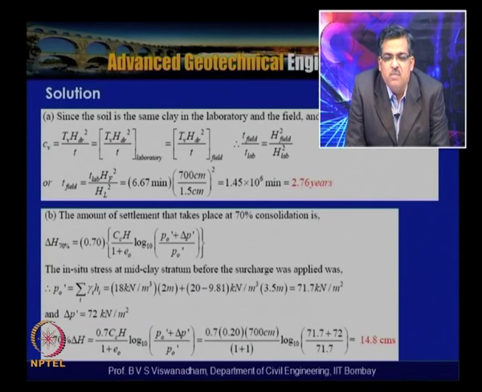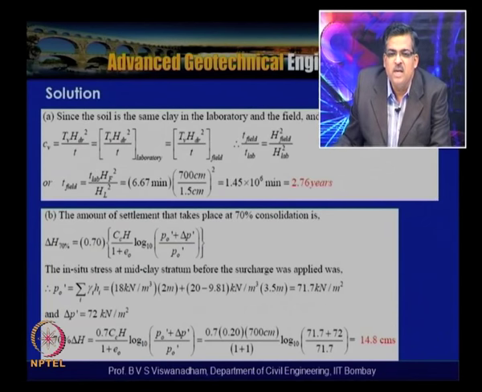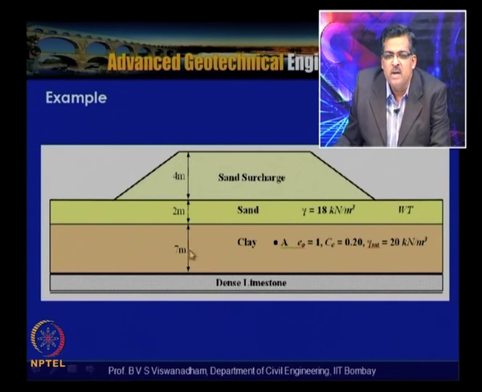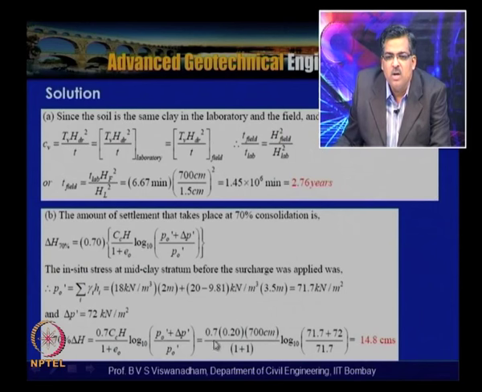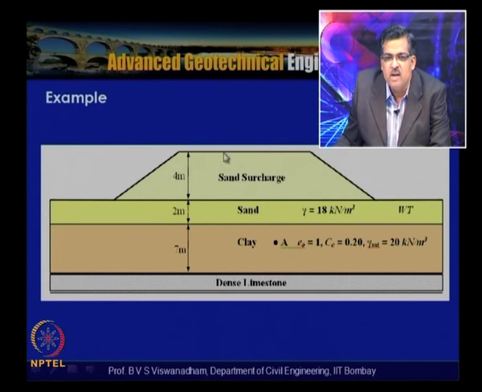So, delta H at 70% is 0.7 times Cc, where Cc is 0.2, which is given, into H, which is 7 meters, divided by 1 plus e naught, and e naught is equal to 1, so it becomes 1 plus 1, and log to the base 10 of sigma naught dash plus delta sigma dash by sigma naught dash. Sigma naught dash, the stress at this particular point, is the effective overburden pressure, which is 71.7, computed here, plus 72 due to this levee.